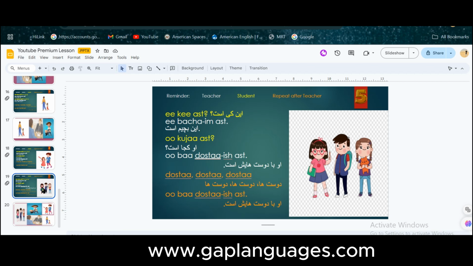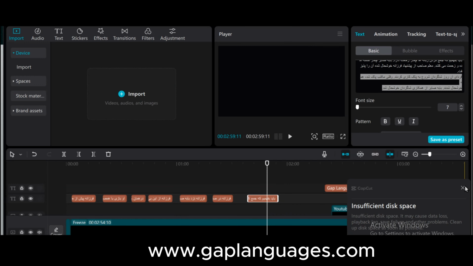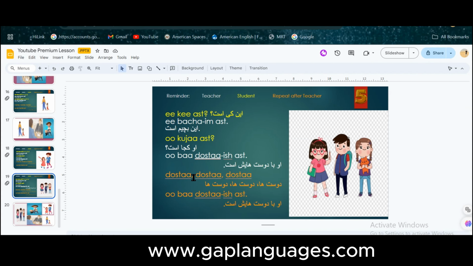Okay, here's one more thing why we put ish. Ish is like his or her. او با دوستایش است. And we put ish after a noun. For example, کتابش, his book, her book. استادش, his teacher, and her teacher. And ish indicates the possession for he and she and it. Alright, دوستایش. او با دوستایش است. He is with his friends.